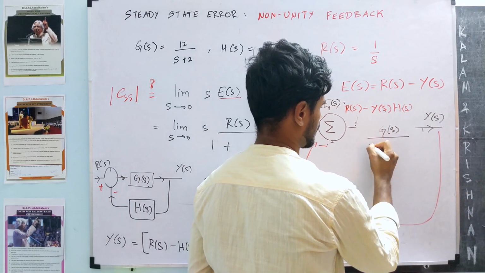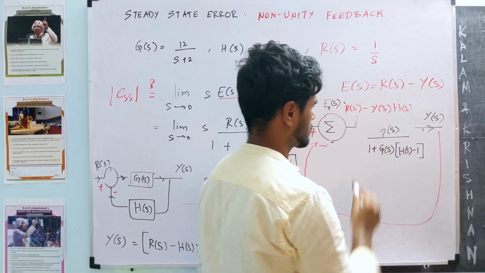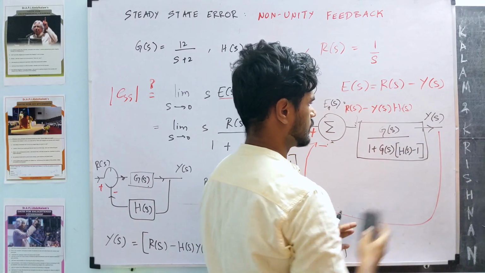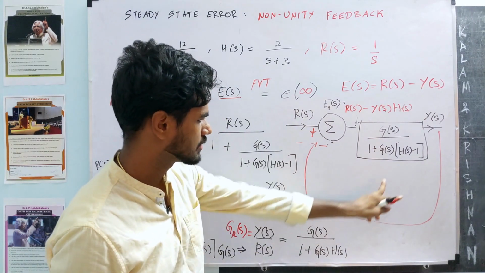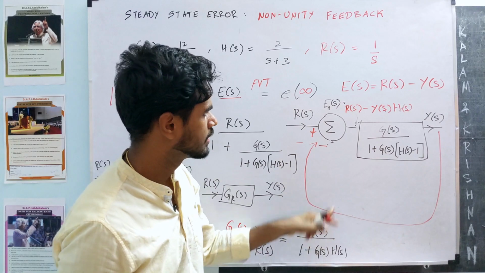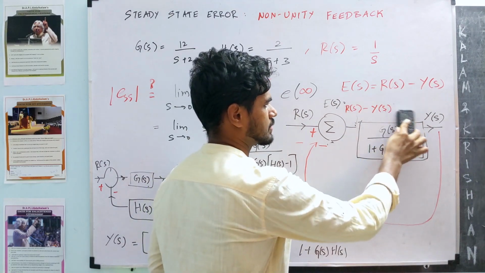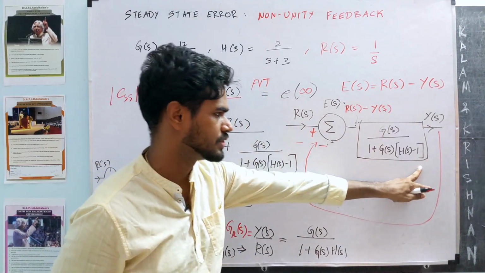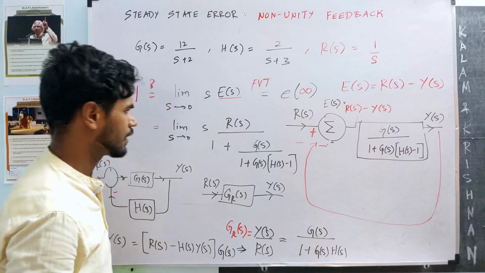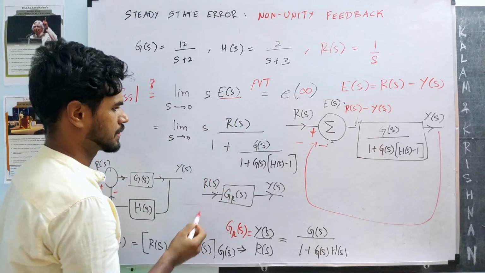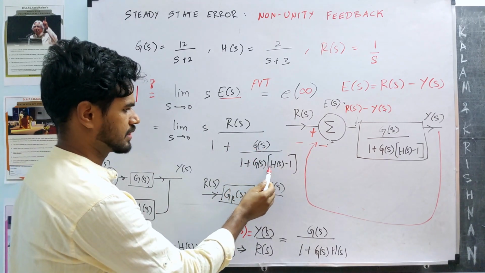g of s by 1 plus g of s into h of s minus 1. So this is the reduced transfer function for the inner loop. Now we notice for this signal, the feedback is unity, and the error here actually satisfies E of s is r of s minus y of s. So for this new transfer function, we have a unity feedback system and we can find E of s, which is why I wrote E of s is r of s by 1 plus the new transfer function, g of s by 1 plus g of s h of s minus 1.